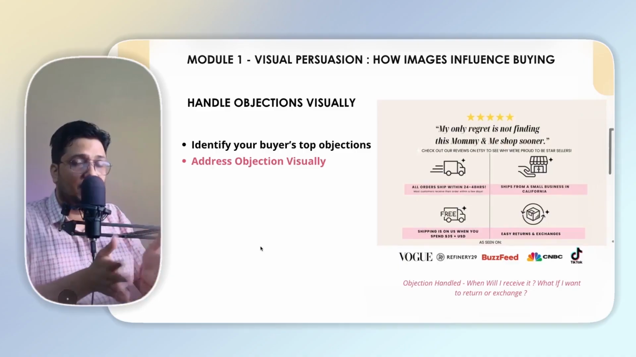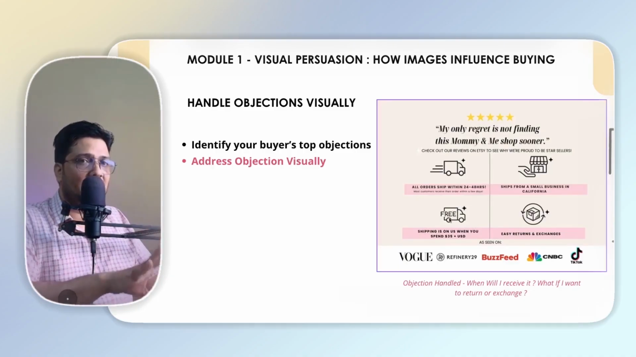They're just taking the photograph from the phone and putting it up there. Another objection is, when will I receive the product? What if I want to return or exchange? This seller clearly addresses that using this image.